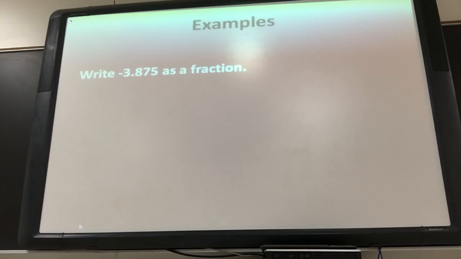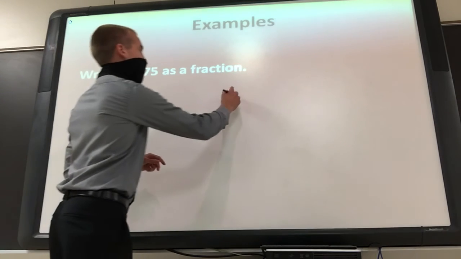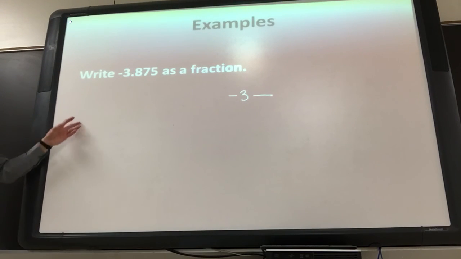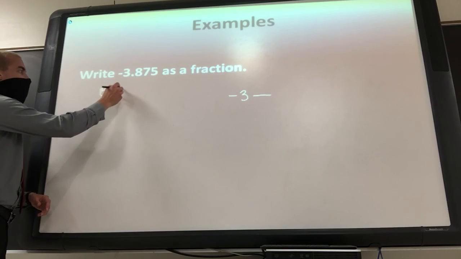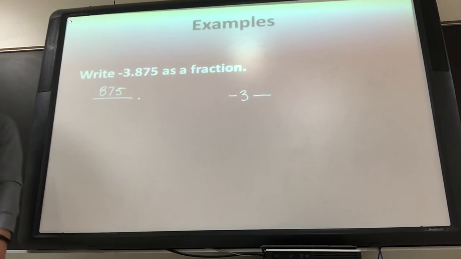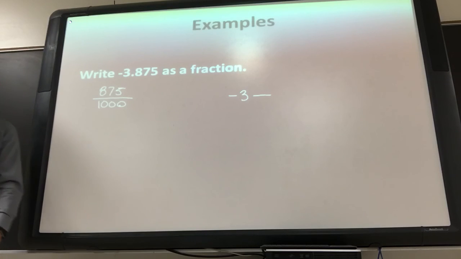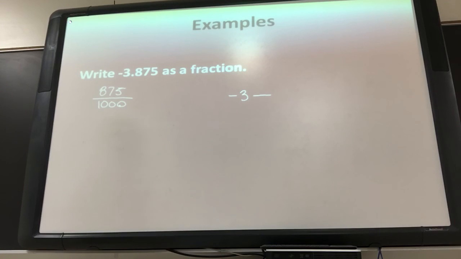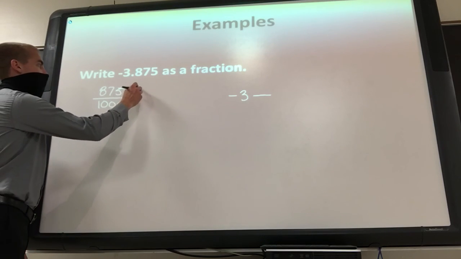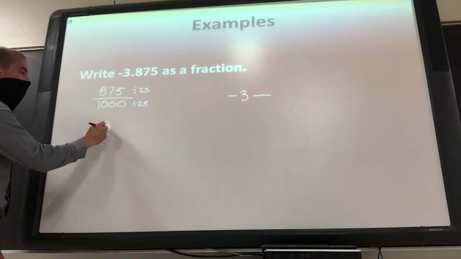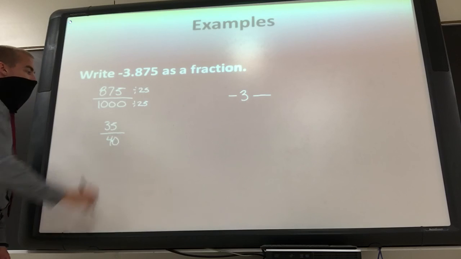Negative 3.875. So that negative 3 we can go ahead and write as our whole number and a mixed number. And then we've got to focus on that 0.875, which is going to be 875 over what? Over 1,000, yes. What could we divide 875 and 1,000 by, Charlie? What did you say? 25? All right. If we divide them by 25, that's going to get us 35 over 40. We agree with that? Okay.